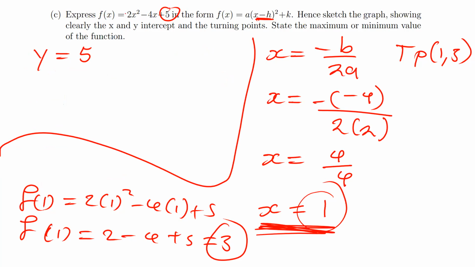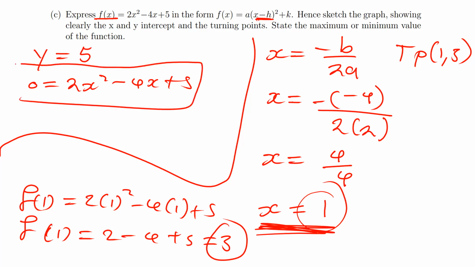Then to find the x-intercept, you just equate this same equation to 0. You put 0 there, and you have 0 equals 2x squared minus 4x plus 5. This becomes a quadratic equation, which you can solve by the completing the square method, the formula method, or the factorization method. But the factorization method for this one will not work. The reason is we solved this and discovered that it had imaginary roots, so factorization cannot work.